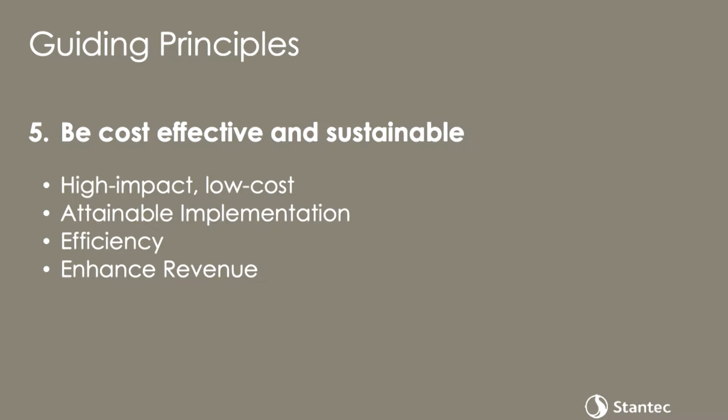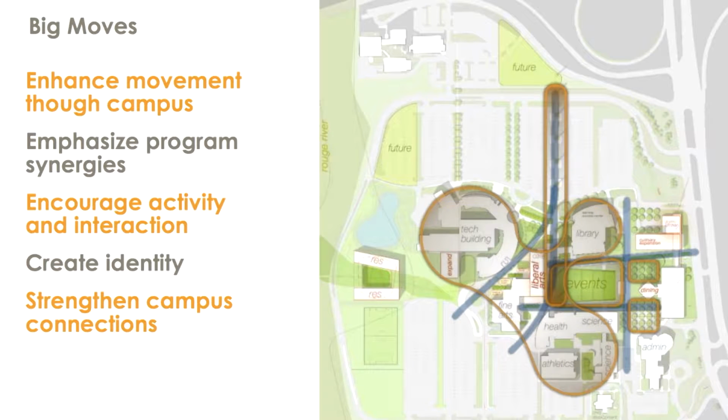And then last but not least, be cost-effective and sustainable. Sustainability in this case really goes beyond just green. Maintainable, inviting, exciting, connected to the community, connected to industry. Look for opportunities for high-impact, low-cost projects that can really excite the campus community and ideally excite donors. Make sure that this is something that is doable. The last thing we want is to have the book sit on a shelf. Be efficient about the way it is developed, and then find ways that can enhance revenue and stabilize revenue for the institution.